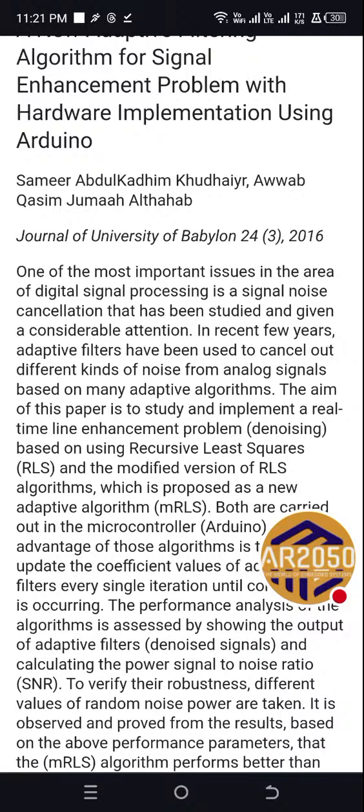One of the most important issues in the area of digital signal processing is signal noise cancellation. The noise cancellation has been studied and given considerable attention. This paper is published in 2016.